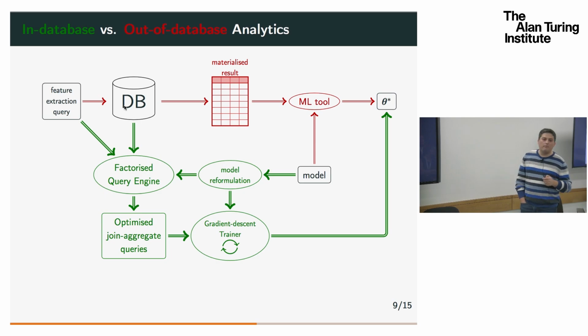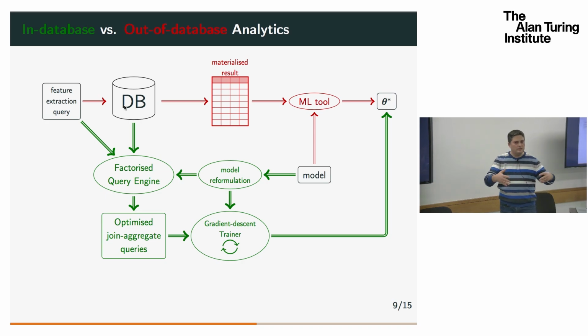So this is the depiction of what we actually do. The out-of-database analytics, which is the standard analytics task, is you go from the feature extraction query on the left, which looks over the database and says, this is the information that is relevant for my model. Then you materialize the result of the join that puts together all these features, and then you ship this to the ML tool, and then you compute the model, exemplified here by the theta star, right?